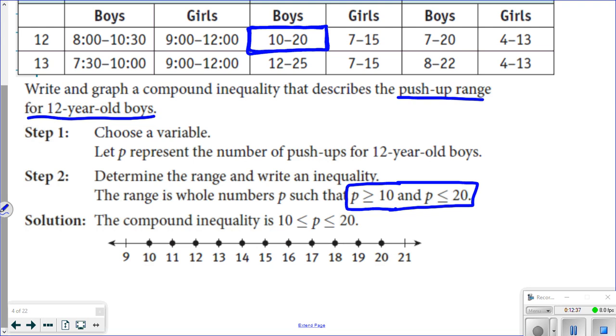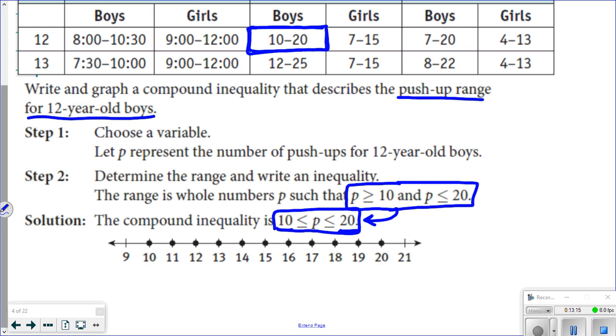So let's write this as one big inequality like they did below. So notice our P goes in the middle, our variable goes in the middle. Our low numbers here on the left, that's 10. Our high numbers on the right, which is 20. And then we have 2 inequality symbols. Notice both inequality symbols face the same direction. This is saying that my push-ups have to be between 10 and 20, and those 2 numbers are included. So push-ups are greater than or equal to 10, less than or equal to 20.